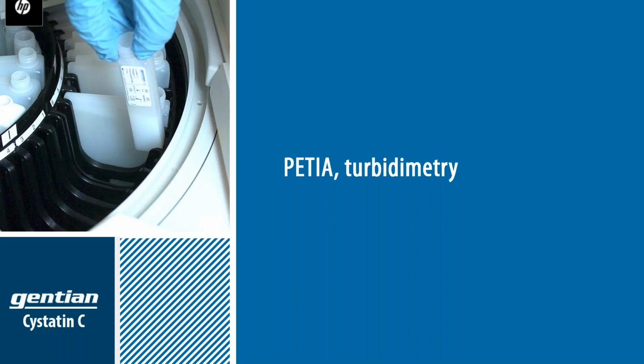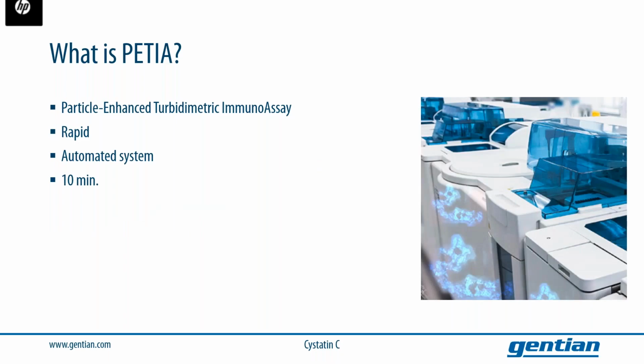PETIA turbidimetry. PETIA stands for Particle Enhanced Turbidimetric Immunoassay. This is a fully automated system, meaning that it's very little hands-on time for the lab technician. It is very rapid. The time it takes from putting the sample on the machine until it's analyzed is 10 minutes. And one of the advantages of this system is that it can run several samples together at the same time. So you get many thousands of samples analyzed every day.